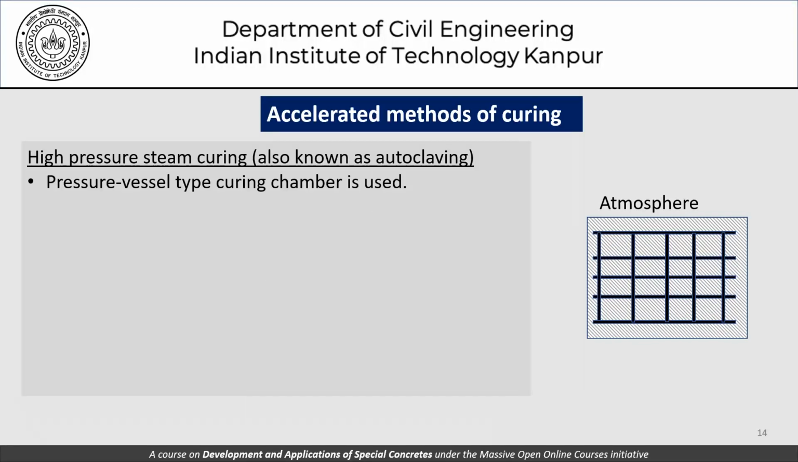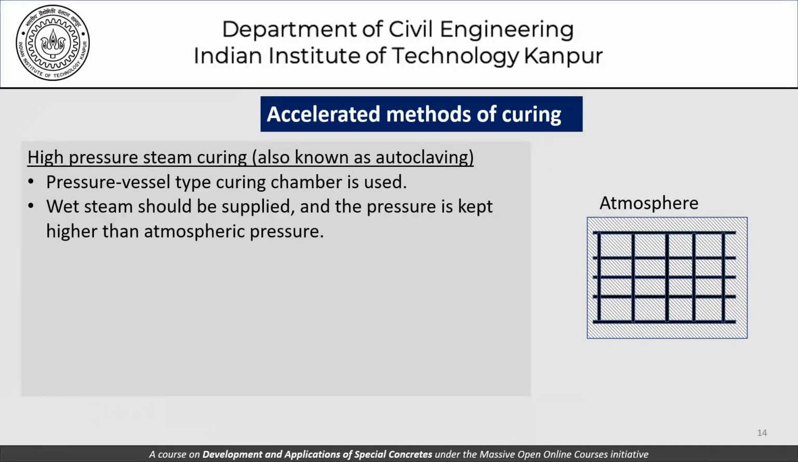Pressure vessel type curing chambers are used. Wet steam should be supplied and the pressure kept higher than the atmospheric pressure. In normal steam curing, there is no additional pressure. As far as autoclaving is concerned, there's a pressure element as well.